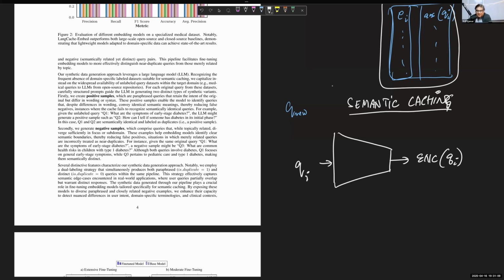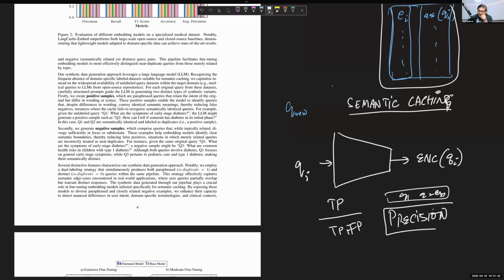In other words, the true positive over true positive plus false positive. In other words, if you say that this particular query Q1, Q2, Q3 in the past are the nearest queries, you want to make sure that they are all genuinely related or identical to the question the user is asking. So that is important. So in other words, in this game, precision is the metric of choice. You want to make sure that there is very high precision.